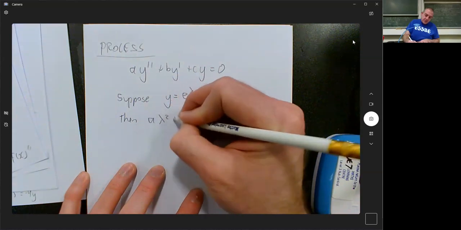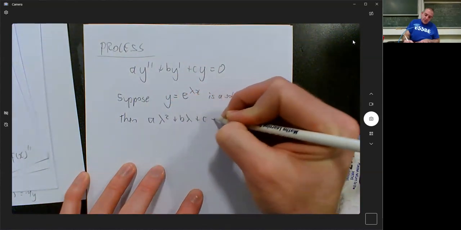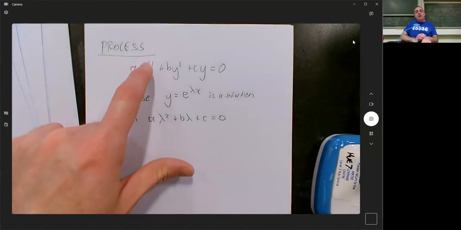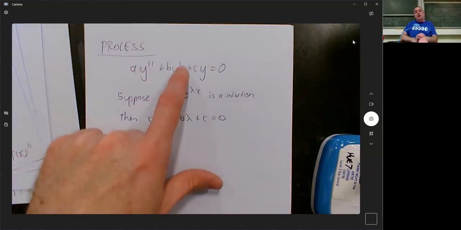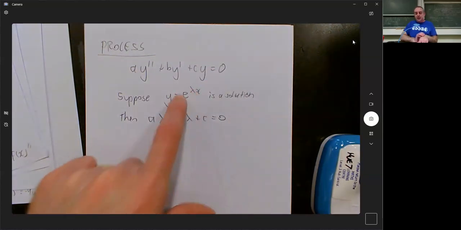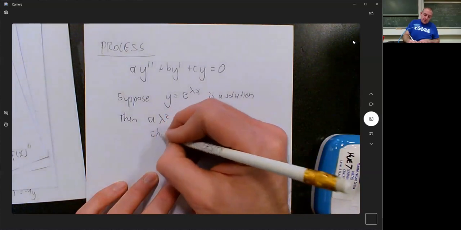a times lambda squared plus b times lambda plus c will also have to be 0. The y double dash will produce a lambda squared, the y dash will produce a lambda, and the y will not produce a lambda because it's not on the outside here. And this is called the characteristic equation.